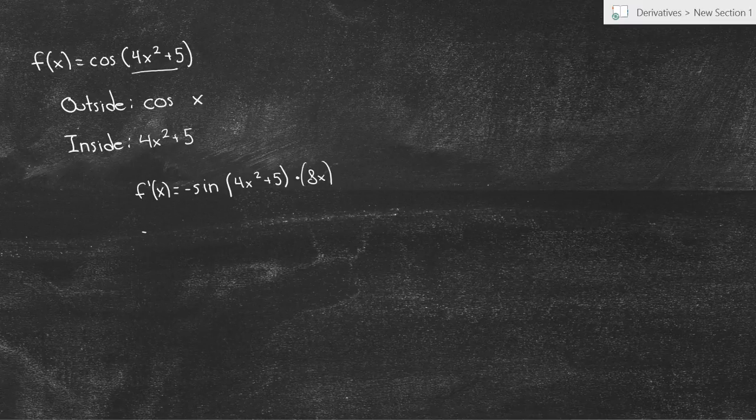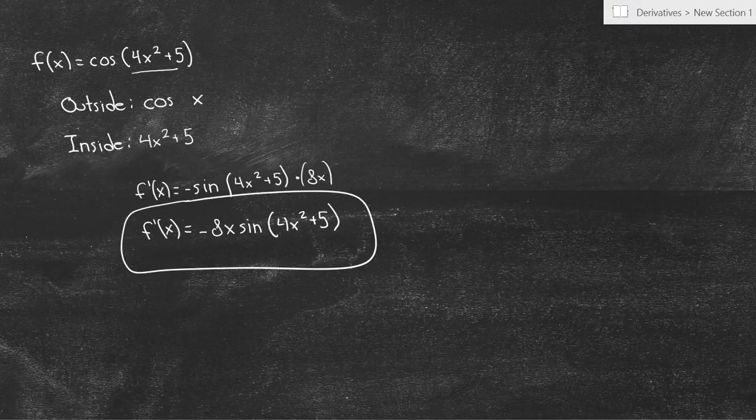And using a little bit of simplification, I can say f prime of x, or just rewriting, I guess, is negative 8x sine of 4x squared plus 5. And that would be my derivative. And now let's quickly do another example just to make sure we understand it, because you'll definitely see a lot with trig as you go through calculus.